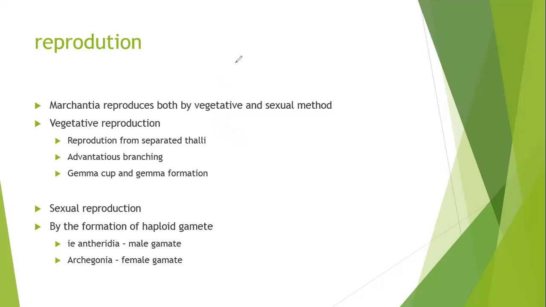The three different methods of vegetative reproduction are: the first method is reproduction from the separated thalli or the dead and decaying thalluses. The second type of vegetative reproduction is the development of adventitious branching. And the third type is gemma cup or gemma formation. Okay, so this is the vegetative reproduction. We'll study it in detail. Moving forward with this.